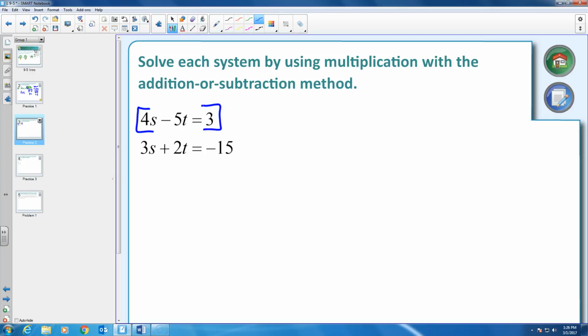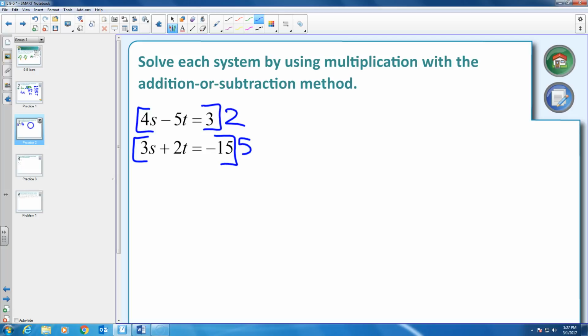If I'm getting rid of t's here, what do I have to multiply the first equation by to do that? 2. I've got to have a 2t here, so I'm going to multiply the top one by 2. What am I going to have to multiply the bottom equation by to eliminate t's? I'm going to have to use 5. All right, so let's go ahead and multiply and see what happens.